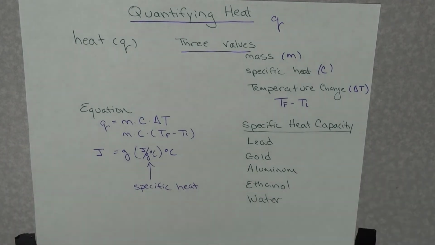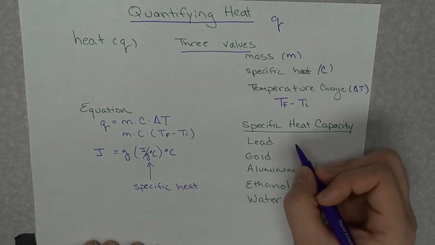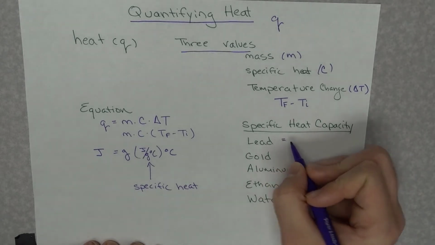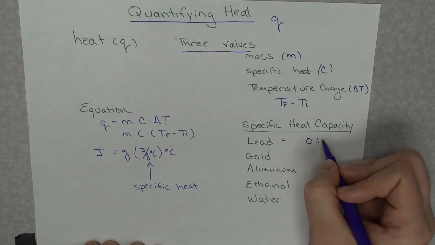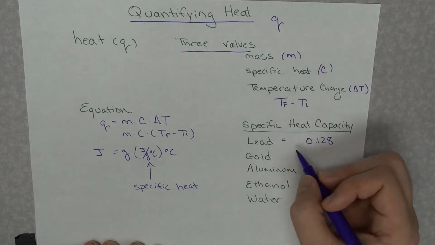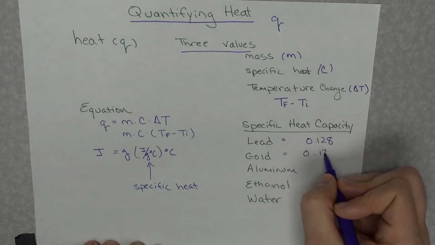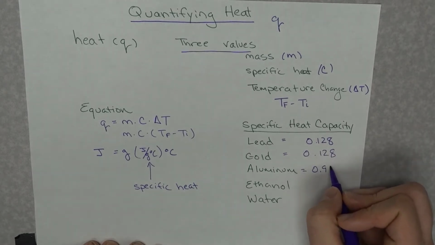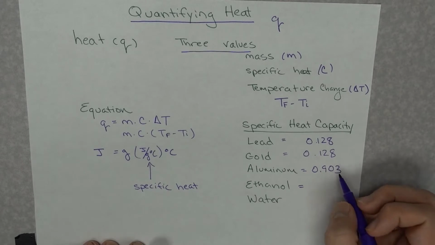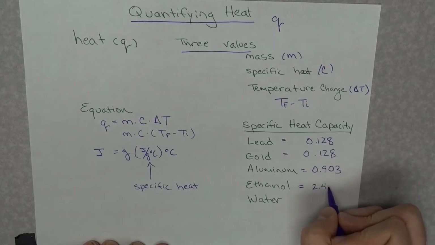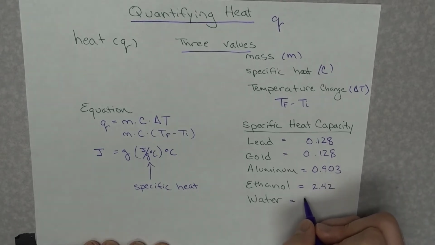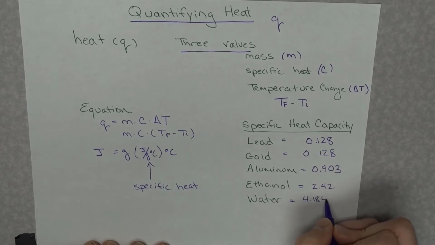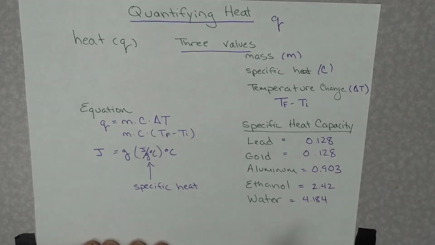Now, these are not numbers you need to memorize, but I hope you can appreciate what the numbers actually mean. So for lead, the specific heat capacity is 0.128, and it's the same for gold, 0.128. Aluminum's got a slightly higher one, 0.903. Ethanol, one of my favorites, is 2.42, and water is 4.184. Water's got a very high specific heat.